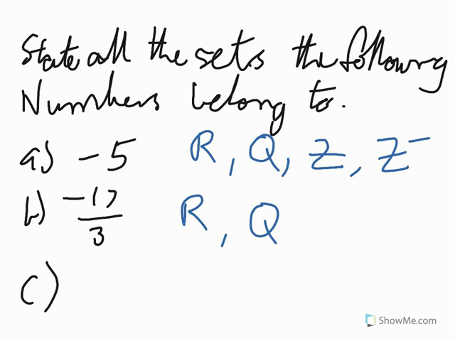A few more. So the next one, 3√2, for example. What sort of number is it? Well, as I said, the square root of 2, I mentioned already before, is one of those examples of irrational numbers, and of course, yes, it is a real number.